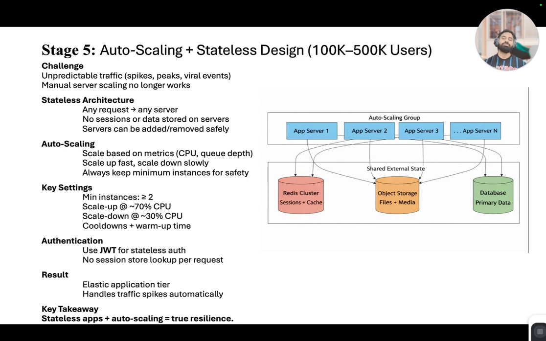So what is JWT? Let's understand this. JWT full form is JSON Web Token. It contains user ID, roles, expiry time. And this token is signed, verified by any server, and there is no DB lookup needed.